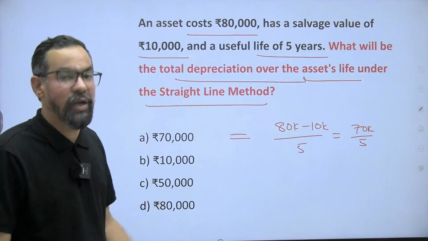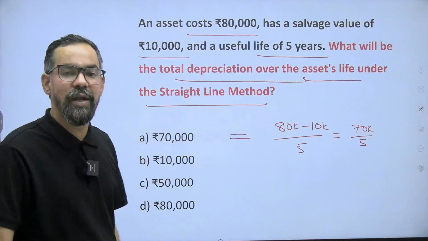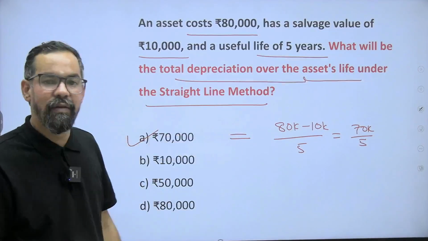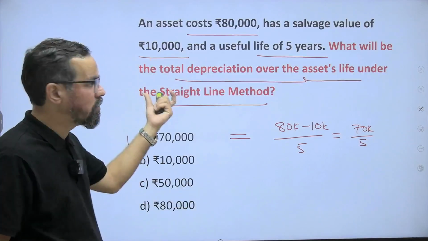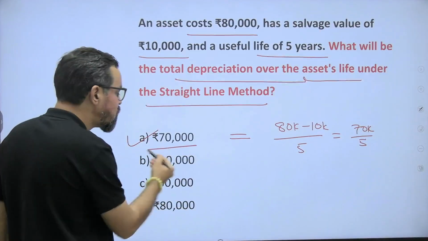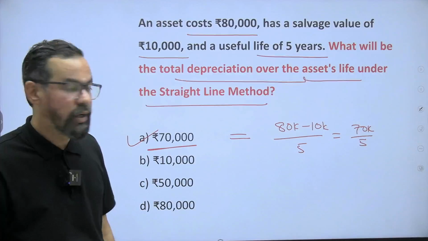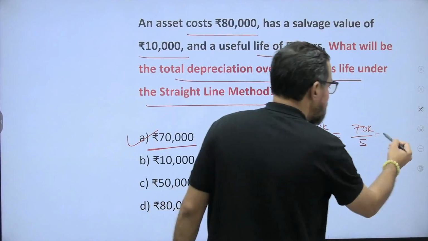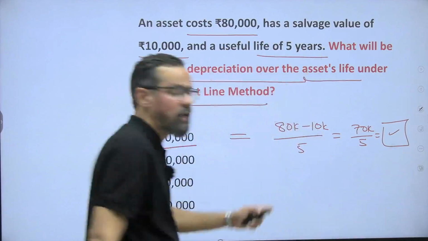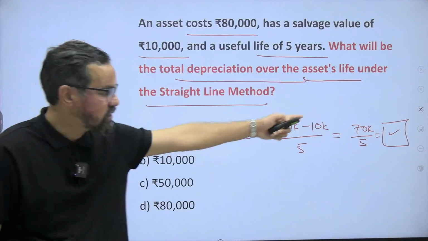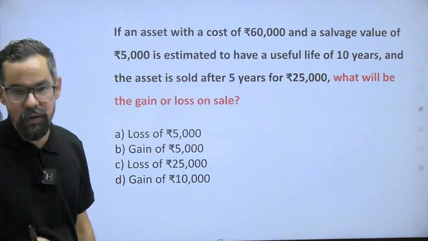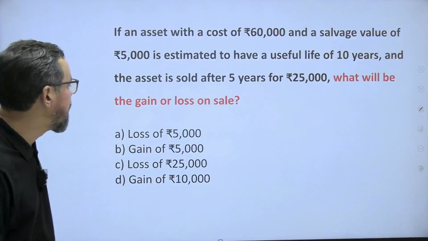What will be the total depreciation during this? So, 70,000. Why is it 70,000? Because cost minus salvage value. Salvage value will be received at the end of the life, and the remaining amount will get depreciated throughout the period. So, if they ask you to calculate the depreciation, the outcome will be the depreciation per year. This is the depreciation for a year into 5, which comes to the 70,000 itself. Hope it is clear. Next one.